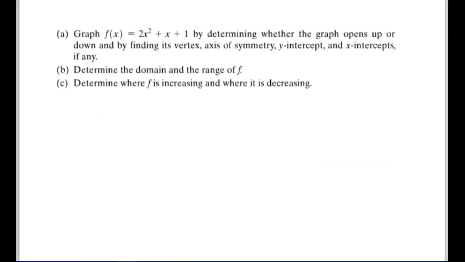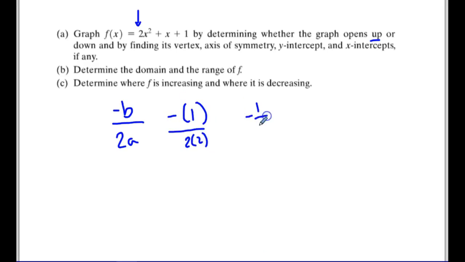Okay. So again, here's another example that we can follow exactly what we just did. The first thing I notice is I have this a value that's positive, so it's going to open up. I can find the vertex by doing my negative b over 2a. So I've got a negative 1 divided by 2 times 2, so it's a negative 1/4. And I can plug that back into my x and find the y value.